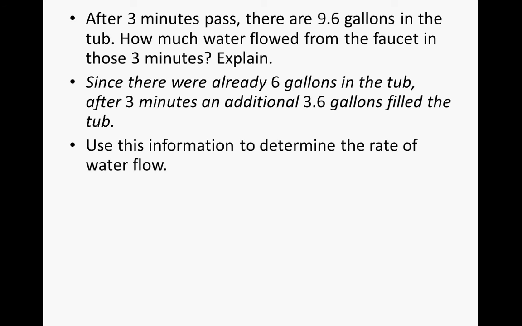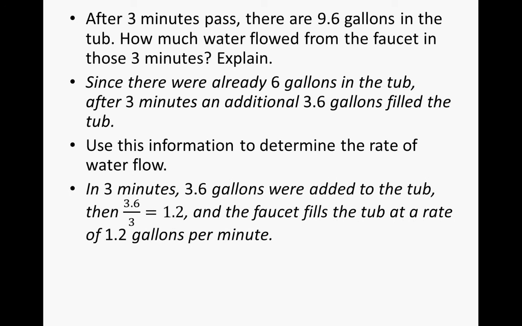So using this information to determine the rate of the water flow. In 3 minutes, 3.6 gallons were added to the tub. Therefore, 3.6 gallons divided by 3 is 1 2/10. And the faucet fills the tub at a rate of 1.2 gallons per minute.